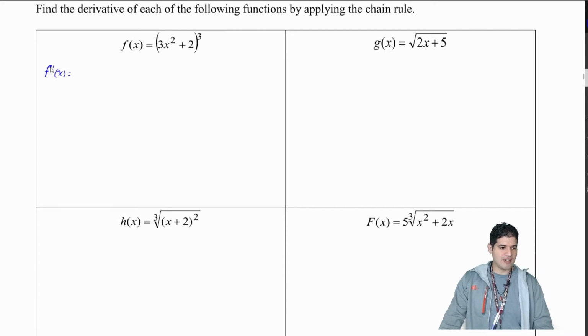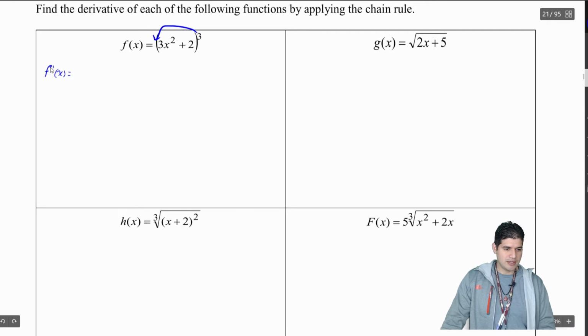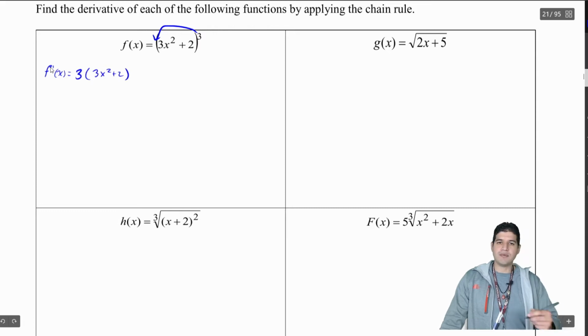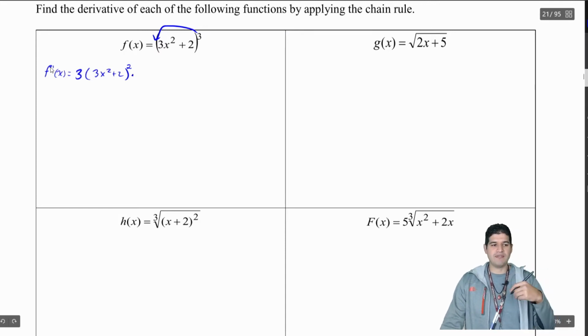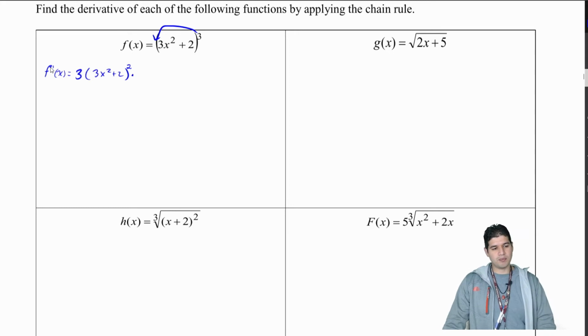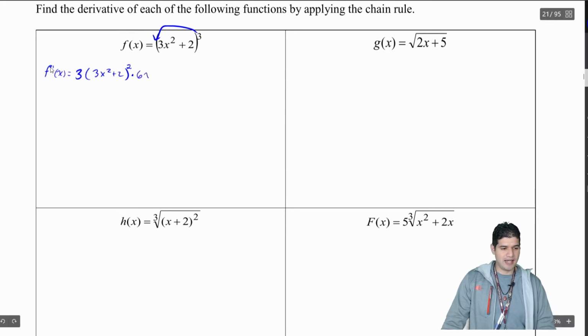And so I'm gonna have that 3, I'm gonna bring it down. So that's going to be 3, I'm going to hold on to that middle part, so 3x squared plus 2. And now I'm going to subtract 1 from the exponent. So that's going to be positive 2. But now I need to multiply this by the derivative of the inside. So 3x squared plus 2, that derivative is 6x.